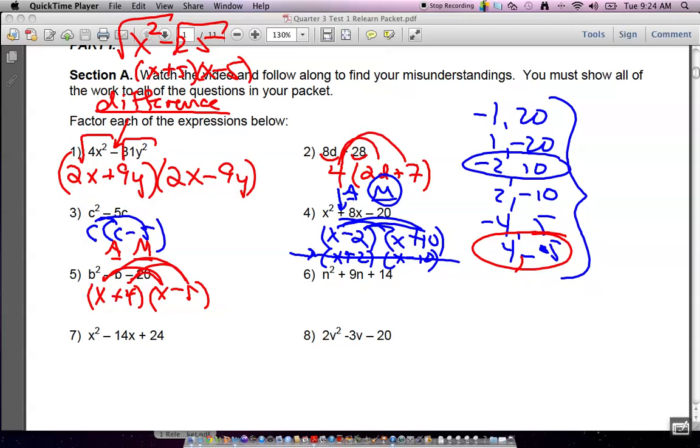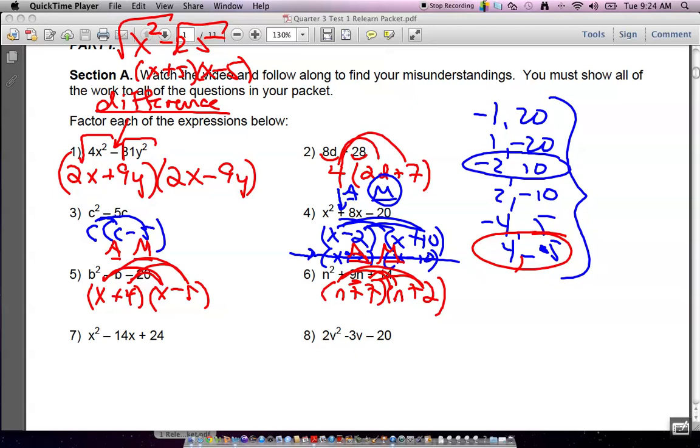Okay, number 6. Again, AM method. What two numbers multiply out to 14 and add up to 9? This is one just about everybody got right. This is going to be n plus 7, n plus 2. Quick multiply back, quick mental check. N times n is n squared, n times 2 is 2n. 7 times n is 7n. 2n and 7n add up to the 9n I wanted. 7 times 2 is 14.